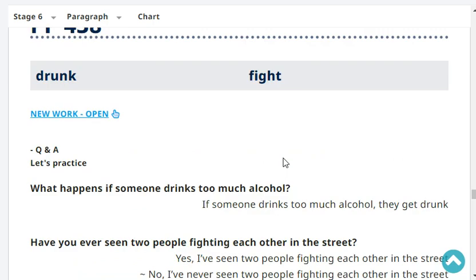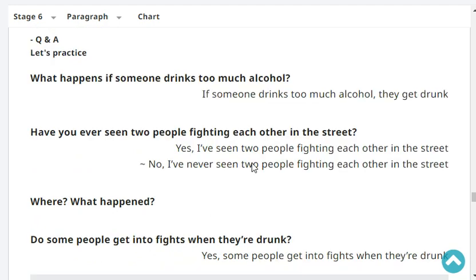What happens if someone drinks too much alcohol? If someone drinks too much alcohol, they get drunk. Very good.